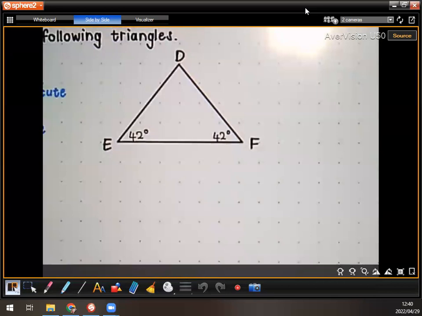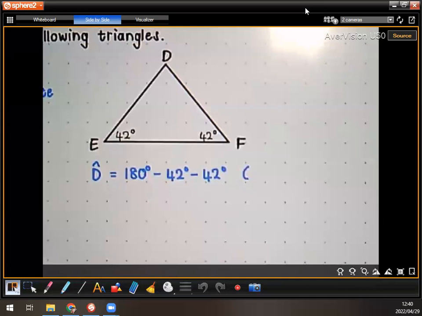Now guys, this is an example where we are actually going to have to calculate angle D. What do we know about the 3 angles in a triangle? They add up to 180. All right, so if we want to calculate angle D, I'm going to say 180 minus the angles that I already have. Okay, so let's do that. We're going to say angle D is equal to 180 degrees minus 42 minus 42.